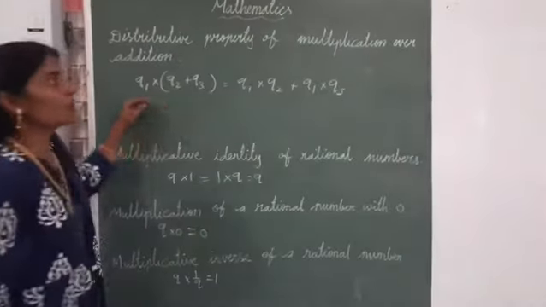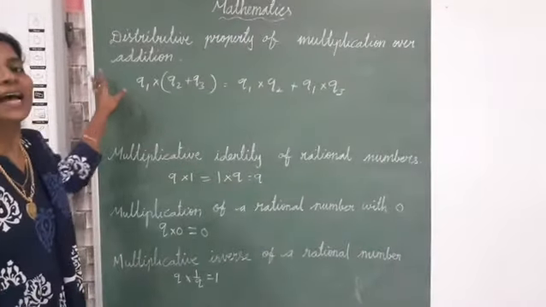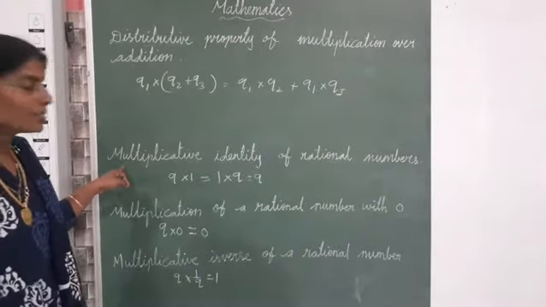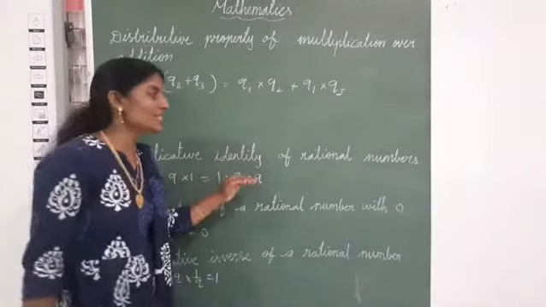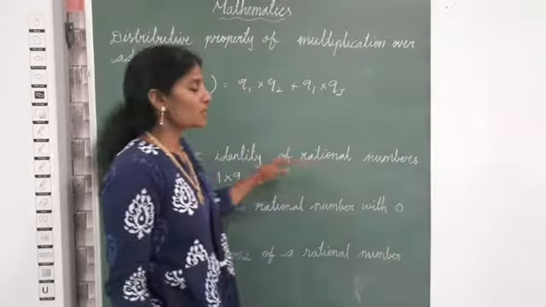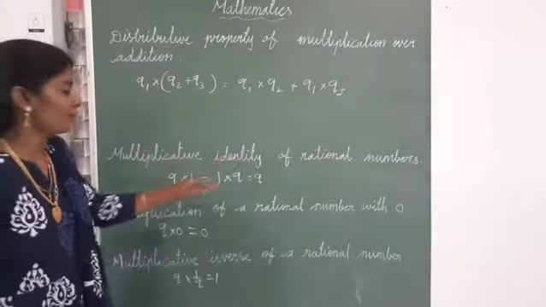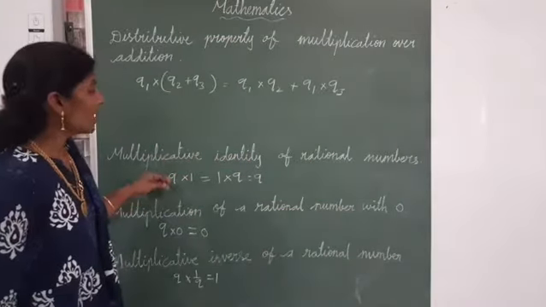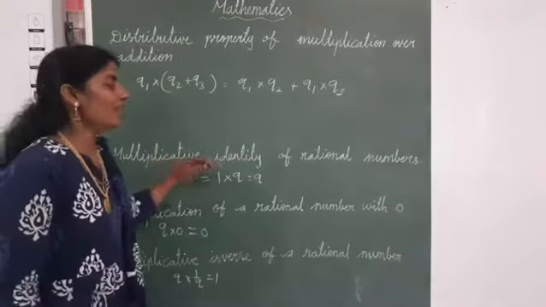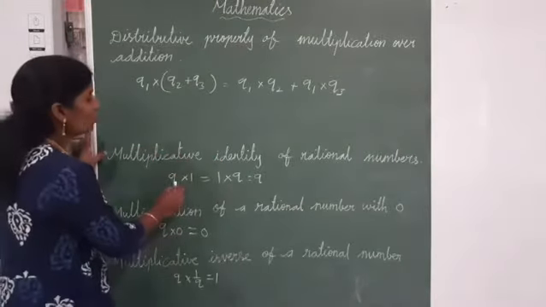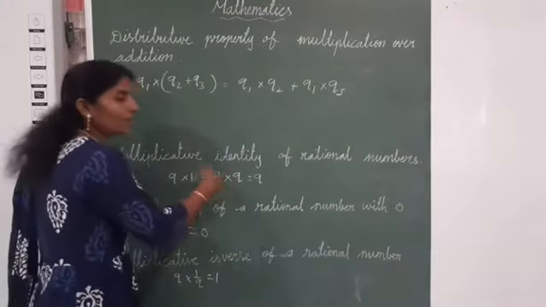Okay, this is the distributive property of multiplication over addition. Now here, next one, multiplicative identity of rational numbers. Multiplicative identity. Now we can multiply by 1. What is the multiplicative identity? 1. So q cross 1 is equal to 1 cross q is equal to q.